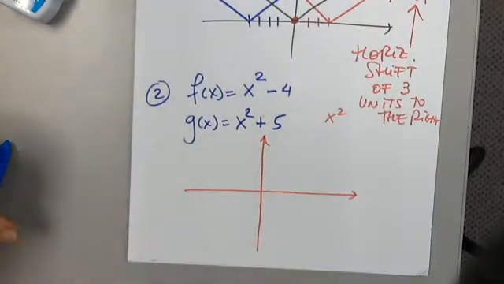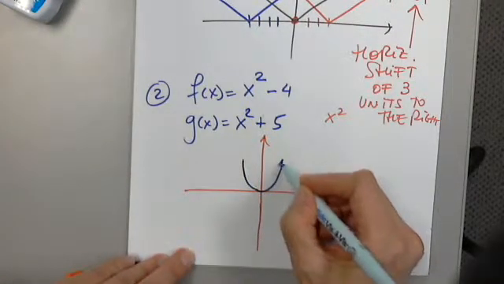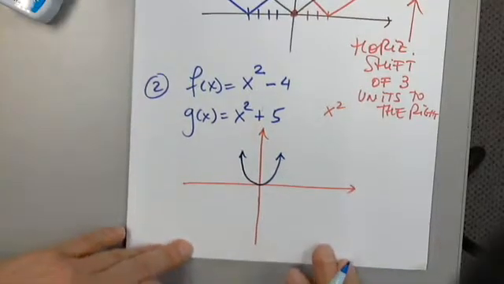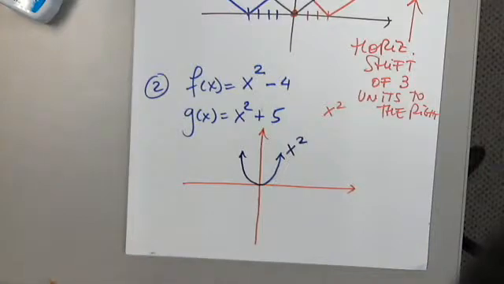I remember how to graph x squared. Sorry. Here it is. It turns quickly. It's not x to the 4th. So this is the x squared. And now I have to analyze and understand what am I changing at this point.